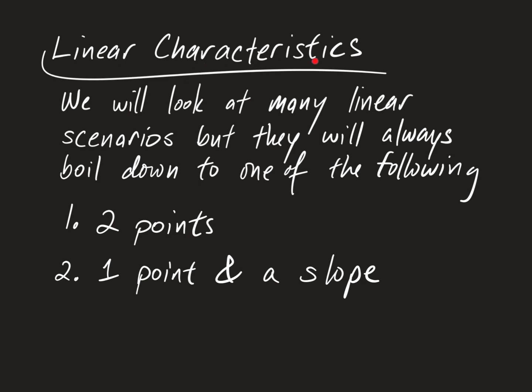Linear characteristics. We will look at many linear scenarios, but they will always boil down to one of the following. We will either need to have 2 points or 2 ordered pairs, which are the numeric representations of points, or we will be given 1 point and a slope. And we can get even a little more specific with this. A lot of the times we want that 1 point to be what is known as the y-intercept. And the reason we want to know this point is that it makes writing some equations of lines a little bit later a lot easier.